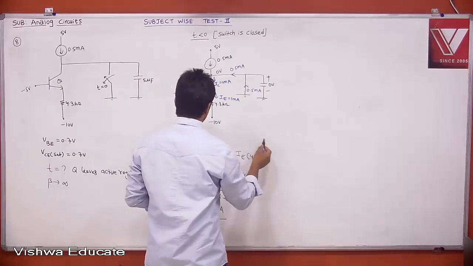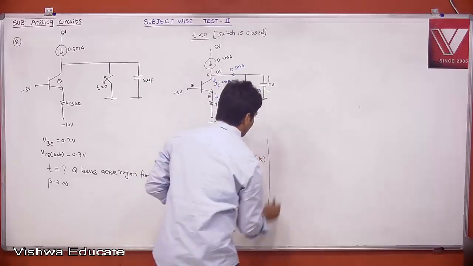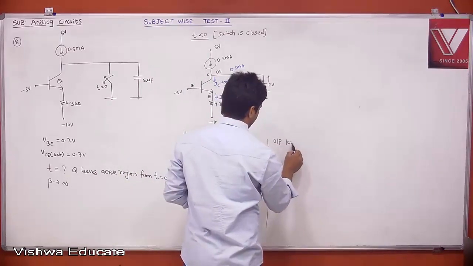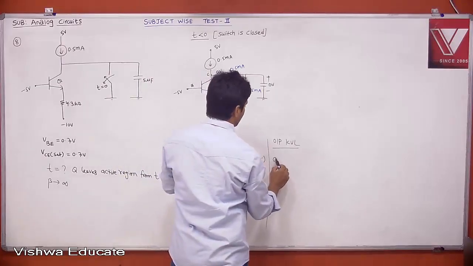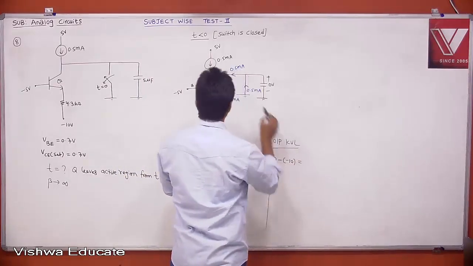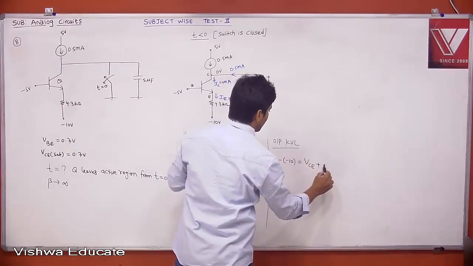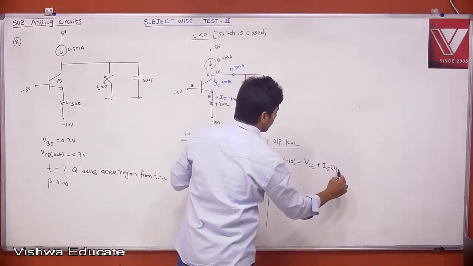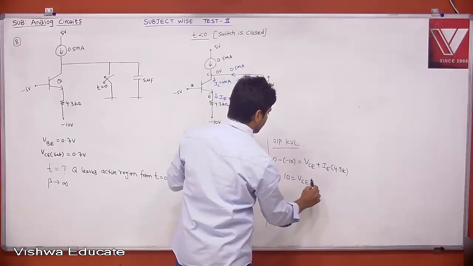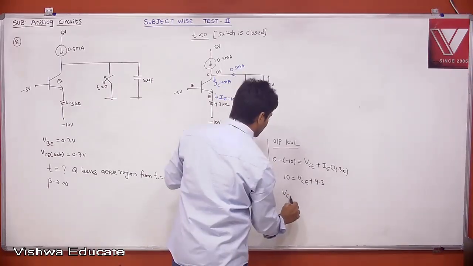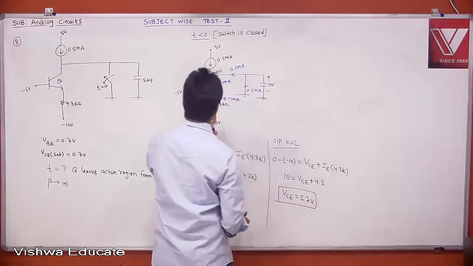IE is done. Now let's see the output KVL. When you do output KVL, this is nothing but 0 minus of minus 10, that is the voltage from the collector to this node, equal to VCE plus IE into 4.3 K, which you already know. Therefore 10 is equal to VCE plus 4.3. Therefore what is your VCE? Your VCE is equal to 5.7 volt.